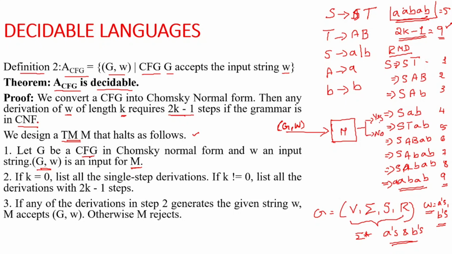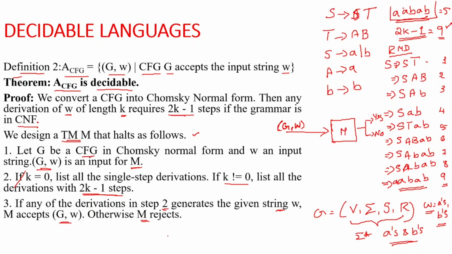So when should it say yes? Let us see. If the value of k is 0, what is the condition? It is nothing but the length of the string w being 0, right? Then we have a single step derivation. If k is not equal to 0, then we should list out all the derivations with 2k minus 1 steps. And if any of the derivations in the previous step generates the string w, then M accepts the input G comma w, otherwise M rejects.